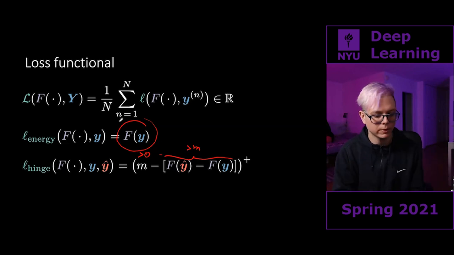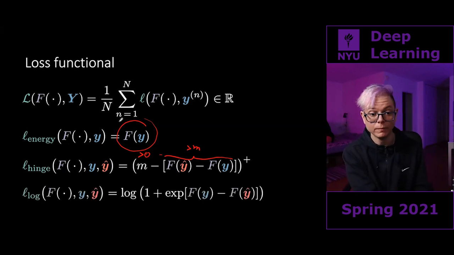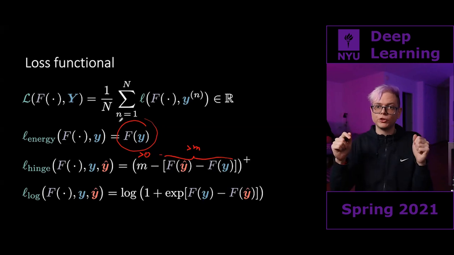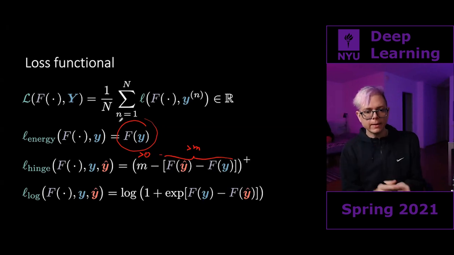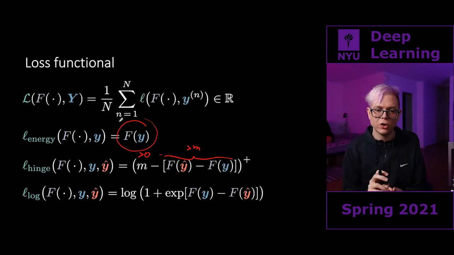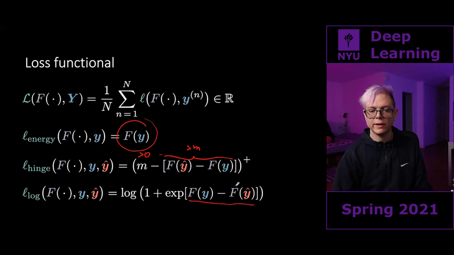Okay, I talked too much. Moving on. So that one stopped pushing whenever you reach m. In this other case, it's a softer version, right? So as you can tell, if this item over here inside this exponential is very, very large, you get basically the log of the x, but this item goes away. And so you're going to get basically that the loss functional, the log-loss functional, is just the difference here.